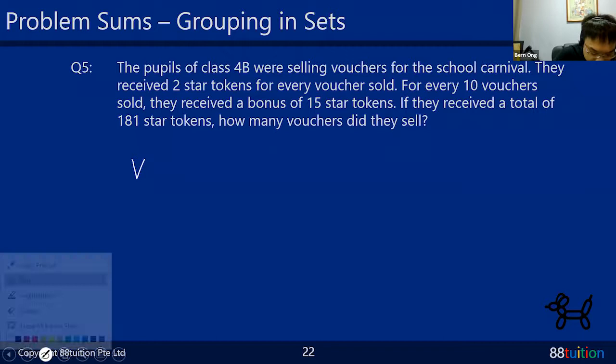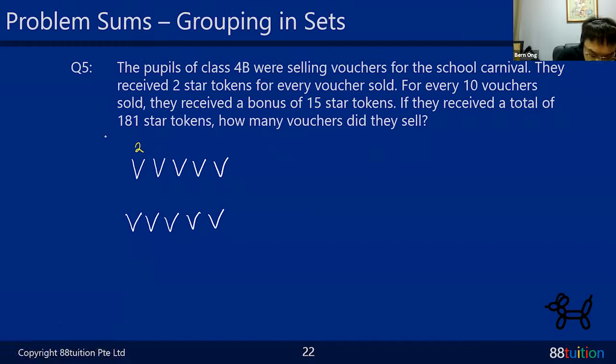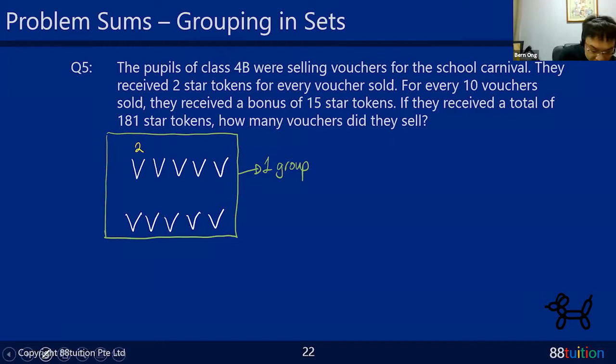Okay or not? And down here, there's something called the what? For every 10 vouchers. Means that you have to group them in 10 vouchers. For every 10 vouchers, look here. 1, 2, 3, 4, 5, 6, 7, 8, 9, 10. So if I manage to sell a group of 10 vouchers, this is called one group. Can you take a look at this? If I sell one group of 10 vouchers, and 10 vouchers, right? One voucher is what?